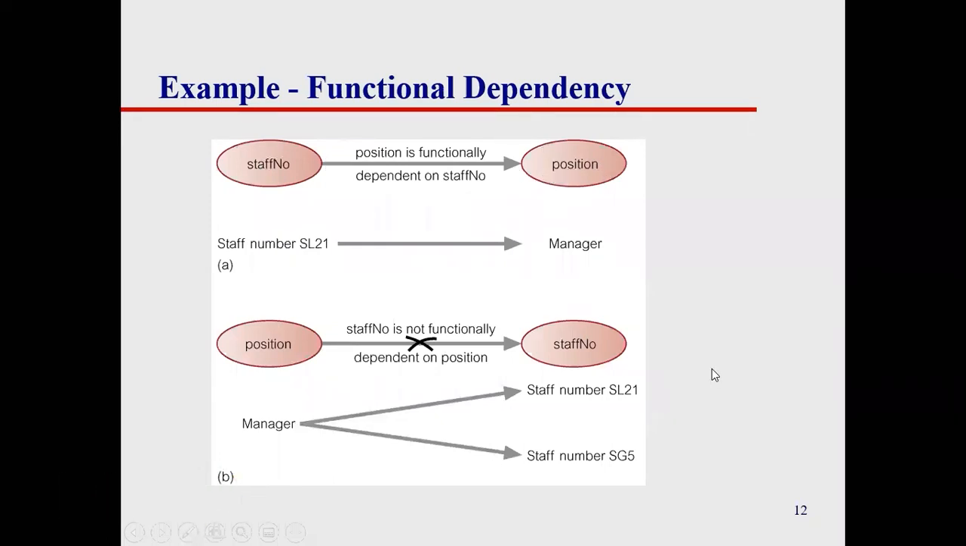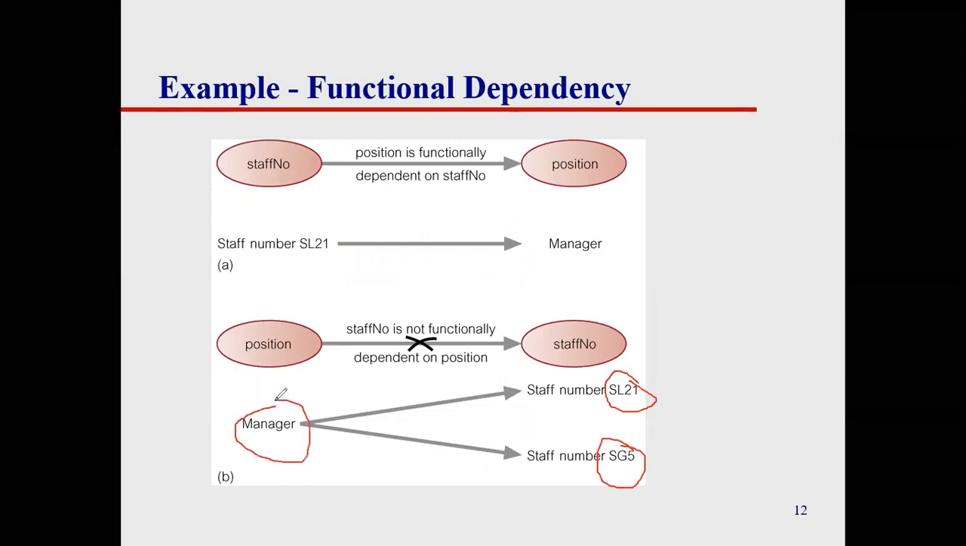Clear? For part B, I don't understand. Please, can you repeat? Part B, this one, yeah. So for example, position. There can be a manager position. So manager cannot determine the staff number. Why? Because for the manager, it can be staff number SL21, which is also manager, and this is also manager, and this is also manager, right? Both are managers.